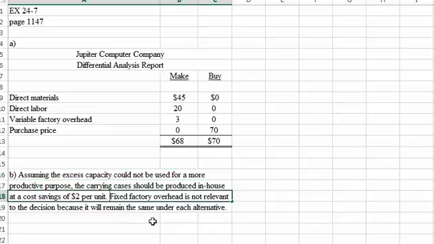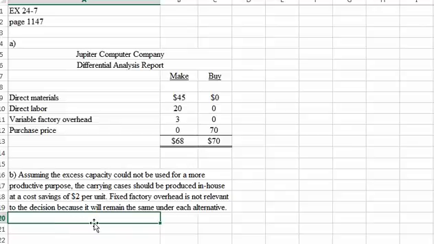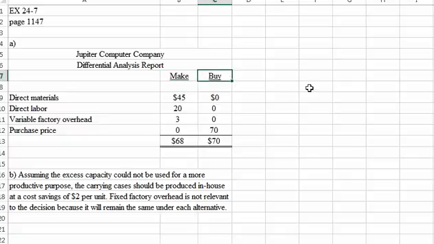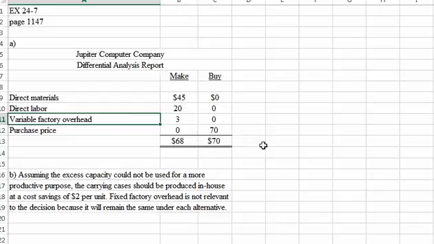Fixed factory overhead is not relevant to the decision because it will remain the same under each alternative. Whether we make the carrying cases or buy them, that fixed factory overhead is still present. So the decision here would be to make the cases at a cost savings of $2 each. Now, if the make price had been $72 when we only considered variable factory overhead, then the decision would have been to buy the carrying cases.